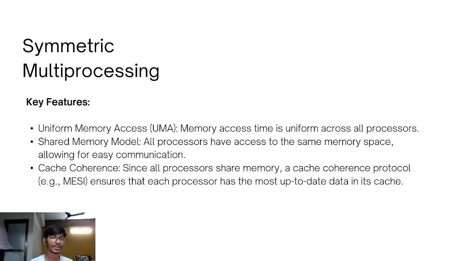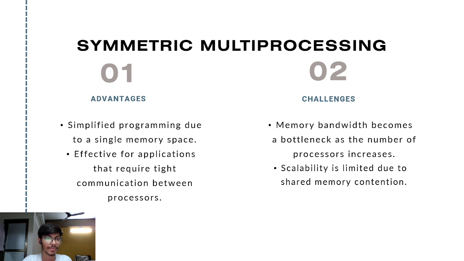Key features of SMP: first, uniform memory access. Memory access time is uniform across all processors. Second, shared memory model. All processors have access to the same memory space, allowing easy communication. And third is cache coherence. Since all processors share the same memory, coherence protocols ensure that each processor has the most up-to-date data in its own cache.